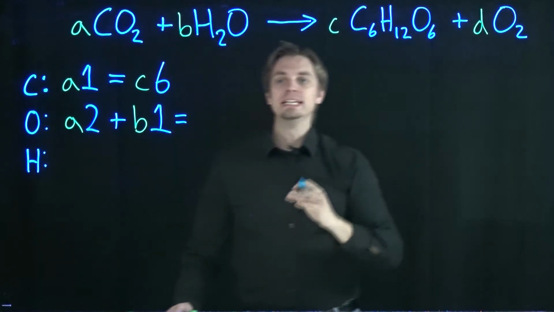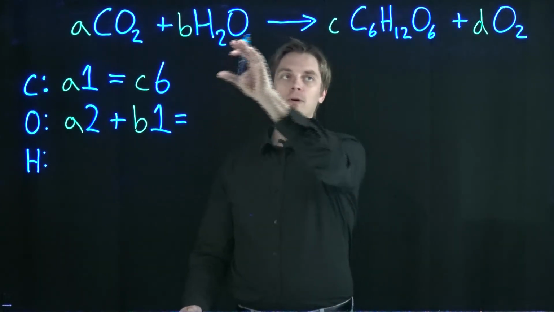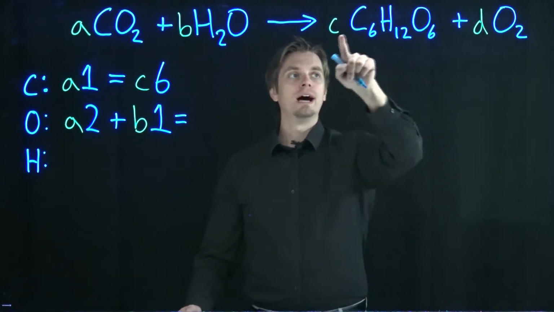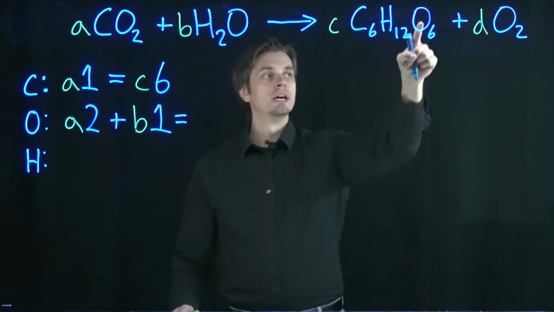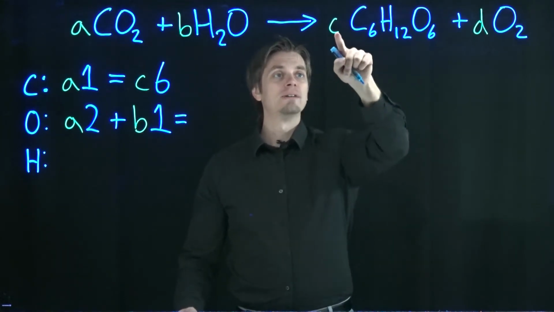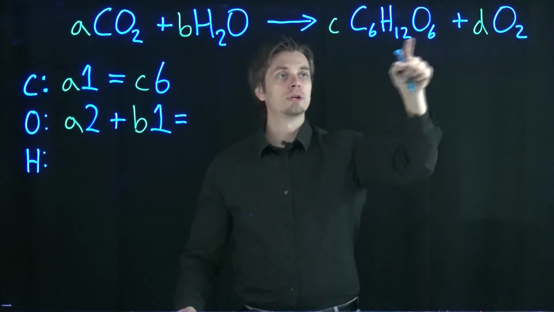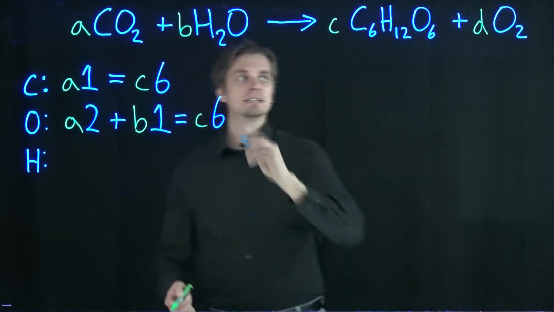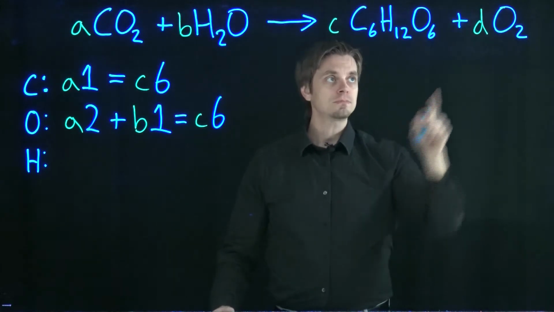Now this must be equivalent to the number of water molecules on the right-hand side of the equation. So once again, we have our glucose molecule. The glucose molecule has 6 oxygen atoms. So if I have C glucose molecules, I'm going to have C times 6 oxygen atoms.